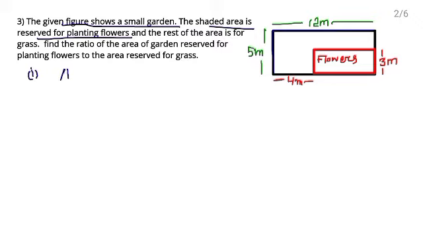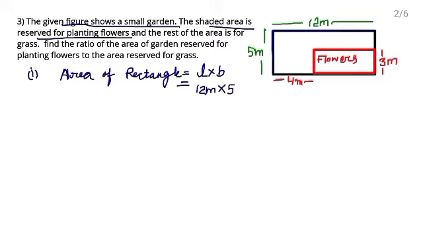Area of a rectangle is length into breadth. And in the larger rectangle, length is 12 meter and breadth is 5 meter, right? So 12 multiply 5 meter. So 12 fives are 60, and meter multiply meter means meter square. Clear?